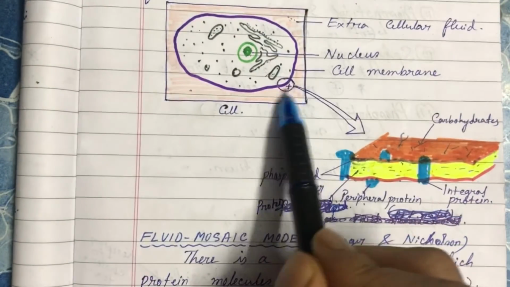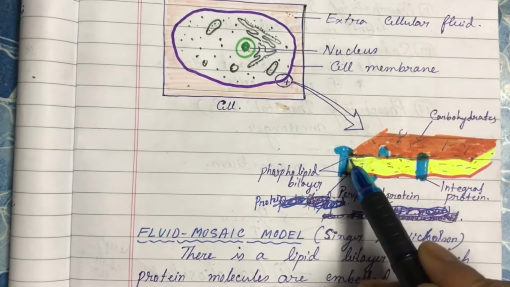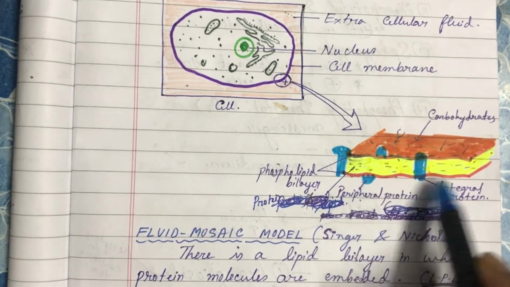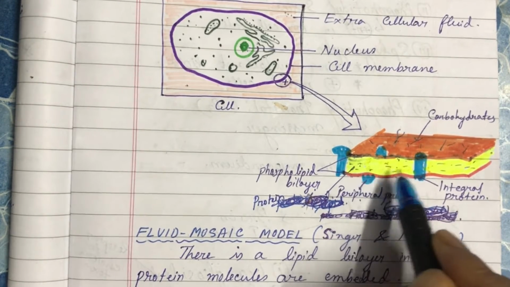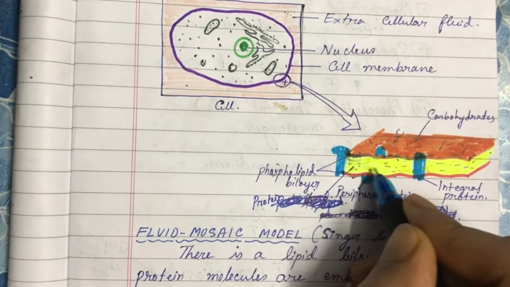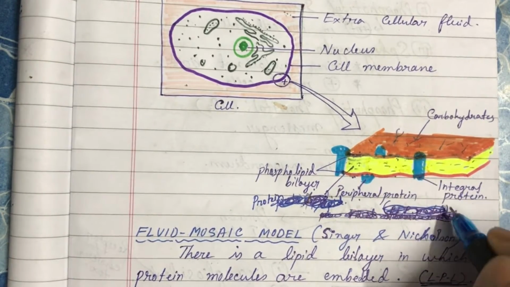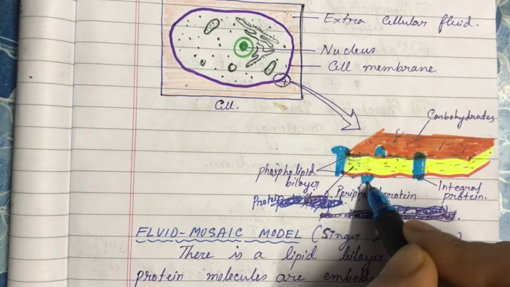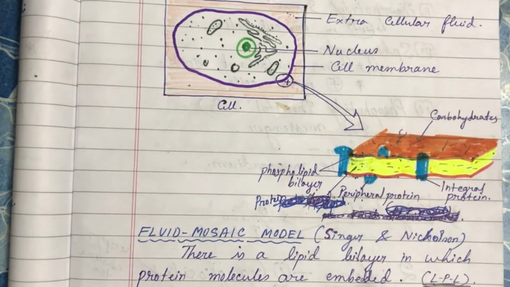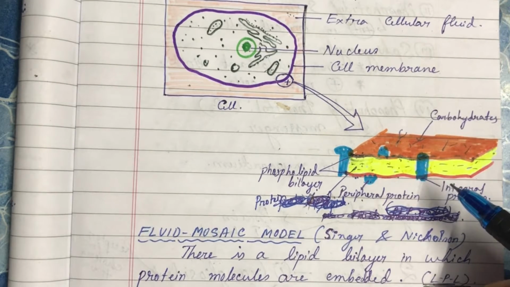If we cut this portion of the cell membrane and zoom in, we can find a structure like this, where you can see there are two lipid layers, the phospholipid bilayer, and inside those two layers there are proteins. This is the phospholipid bilayer, and these are integral proteins, this is a surface or peripheral protein, and here you can see the carbohydrates and other molecules. This structure of the cell membrane is called the fluid mosaic model.